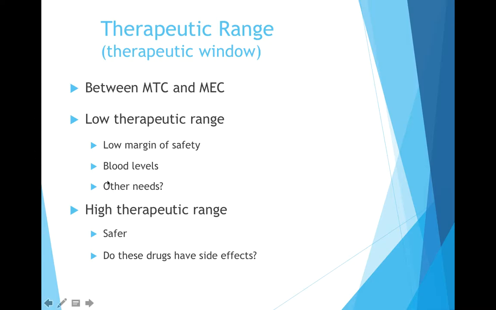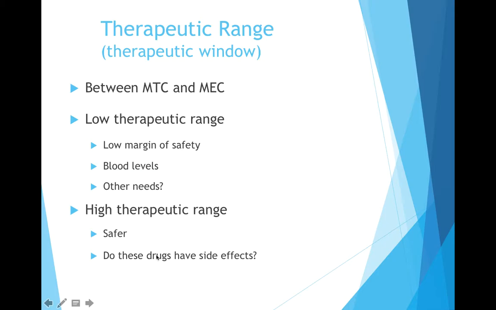So here are your drugs that have a low therapeutic range, a low margin of safety. Usually you're measuring blood levels. And what are some of the other needs that we need to think about? Well, we need to think about dosing and toxicity symptoms in your patients. So, for example, digoxin: we know digoxin toxicity shows specific signs and symptoms that we see in our patients, and we measure dig levels in the bloodstream to see whether they're in a therapeutic range or if they're becoming toxic.